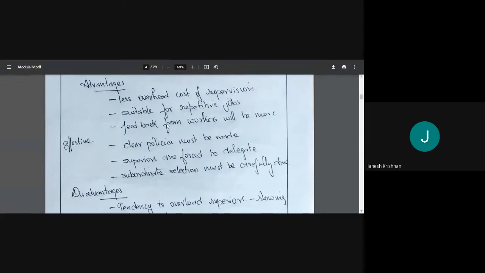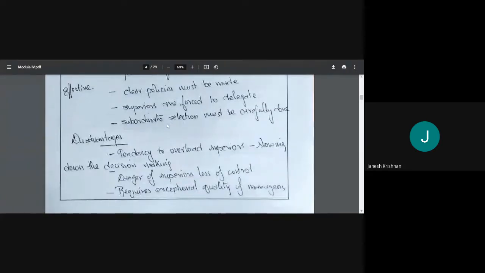Right? Then what are the disadvantages? The disadvantage is the tendency to overload the superior. That is flowing to decision making. Because the superior has 8 persons under him, he will have to make 8 decisions. So he will be overloaded. And that way decision making is slower. Then there is the danger of the superior's loss of control. So he may not be able to control every time.